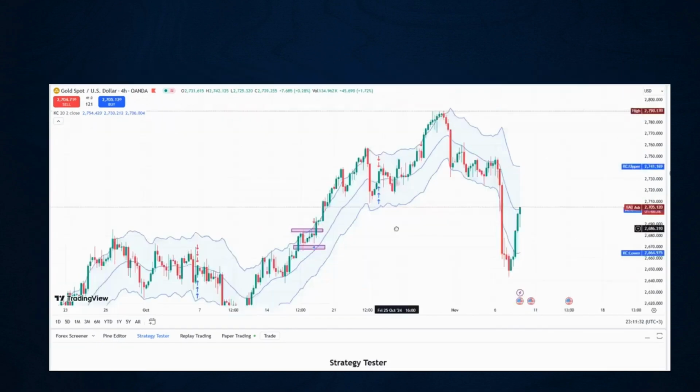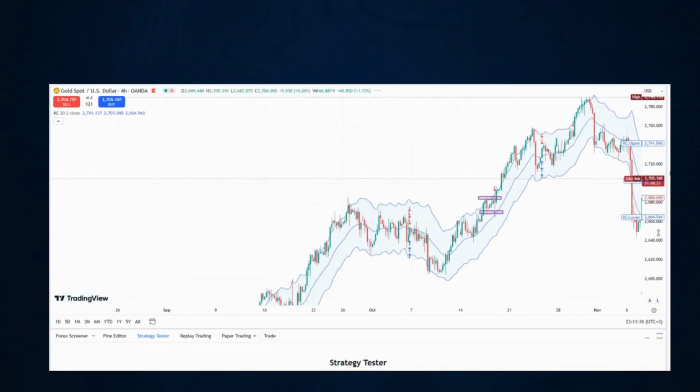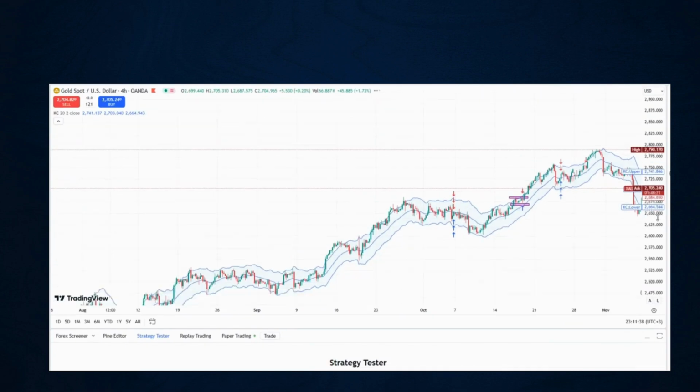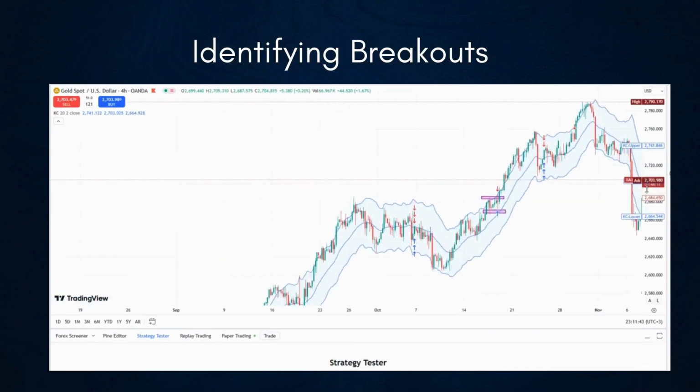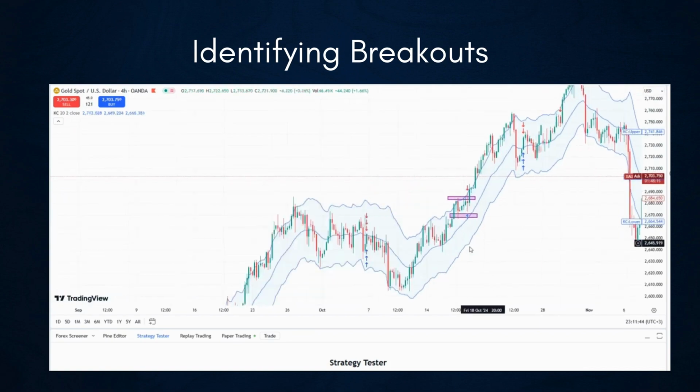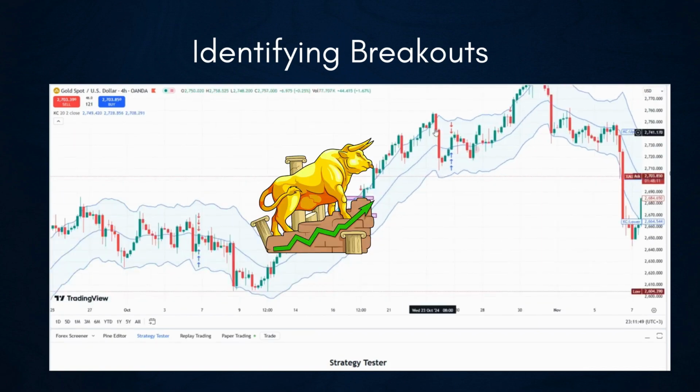How to use the Keltner Channel in your trading strategy. Now that we have the Keltner Channel on our chart, let's look at how to interpret it. Here are some common uses. Identifying breakouts. When the price closes above the upper band, it can signal a strong upward momentum or a potential bullish breakout. This could be a buy signal.